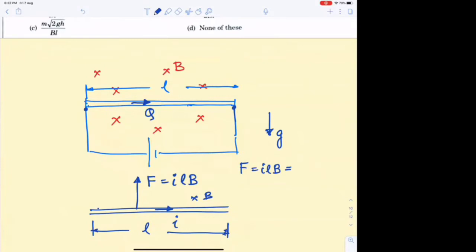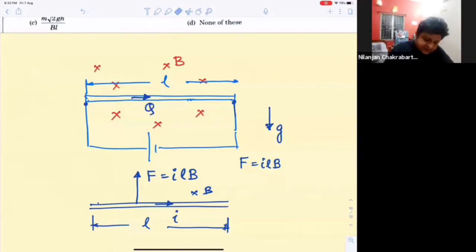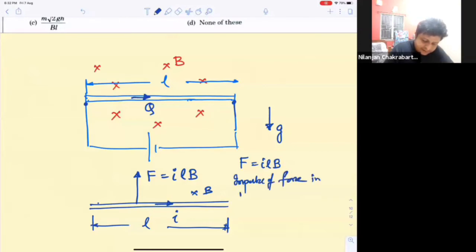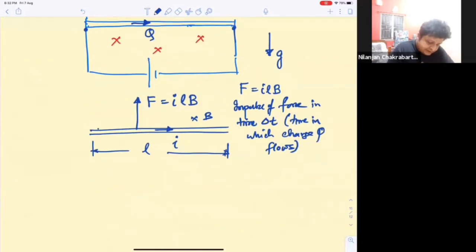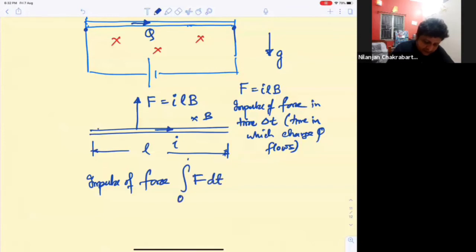So here actually the force we can write equal to ILB. Okay, let's do it like this. Force is equal to ILB. So the impulse of the force in time delta t. What is delta t? The time taken for the charge Q to flow. It flows in a small time. So that is why I can write the impulse of the force: integral F dt from 0 to delta t.